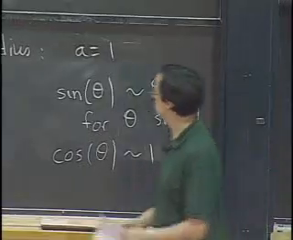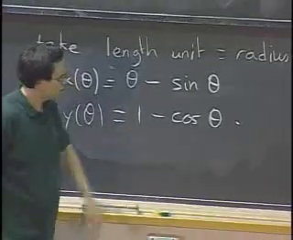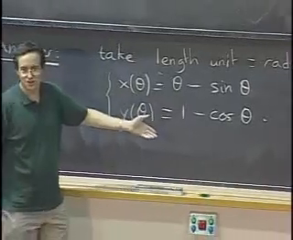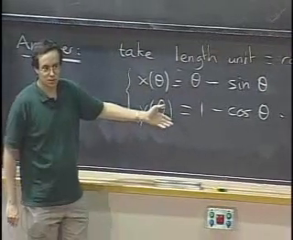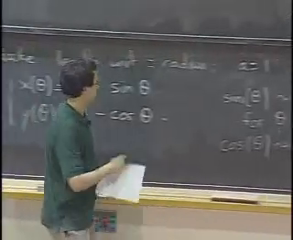Well, that's pretty good. If we use that, we'll get theta minus theta, 1 minus 1. It looks like it's not precise enough. We just get 0 and 0. That's not telling us much about what happens. So we actually need better approximations than that.